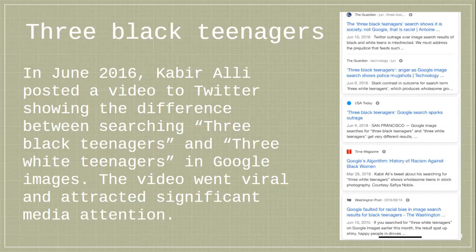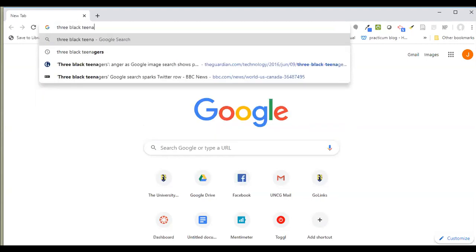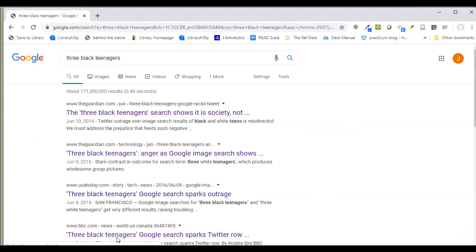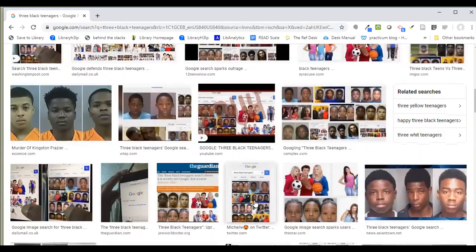And now if you do the search, it's interesting because when you do this, and I'll show you, three black teenagers. If I go to images, most of the images are actually from articles talking about this phenomenon. So it doesn't work the same way it used to. And that's one of the things that can be interesting when we start to criticize or question Google, because the search results are naturally going to change. And then sometimes sort of unnaturally, they change their algorithm or they change their indexing or the ways that things come up. But right now it doesn't work the way that it used to.